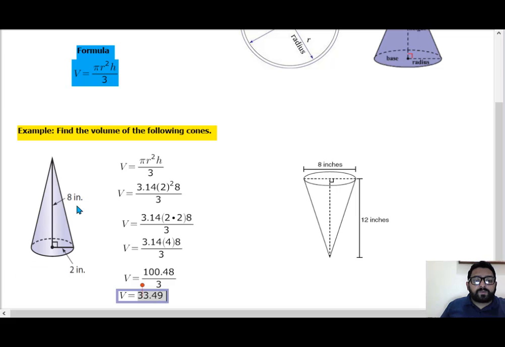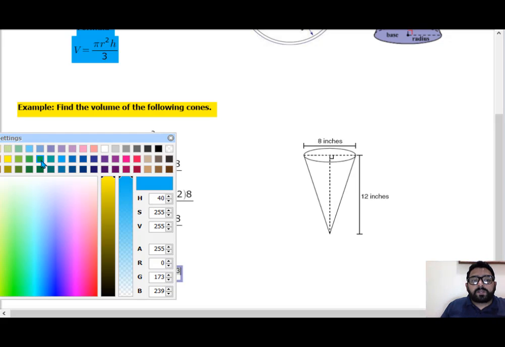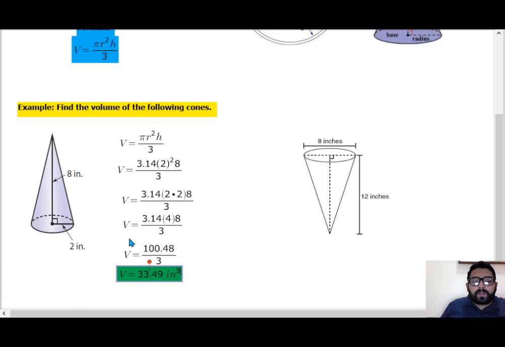33.49. In this case, we are working with the unit inches, so it's going to be inches to the cube power. Remember, the volume is always to the cube power, and this is the volume of this cone.